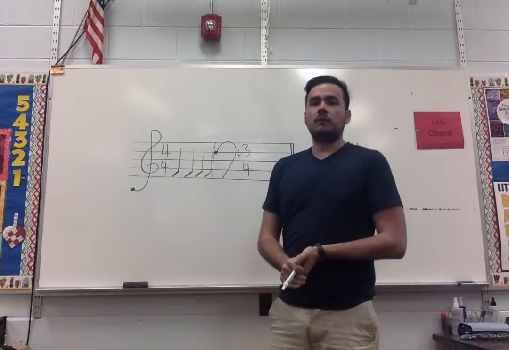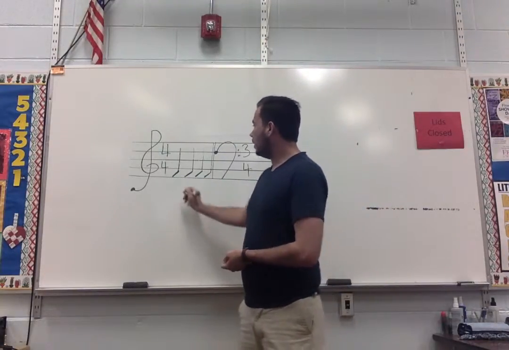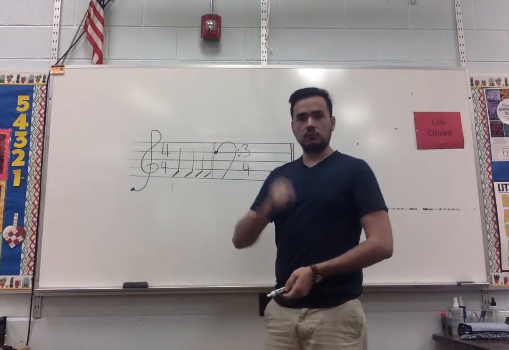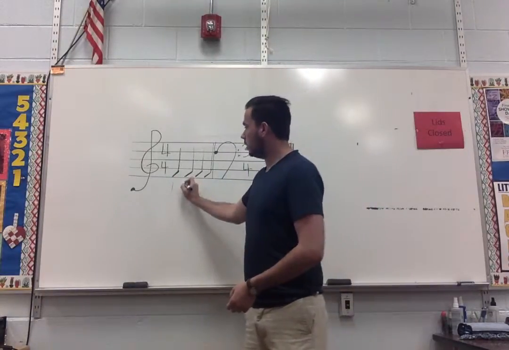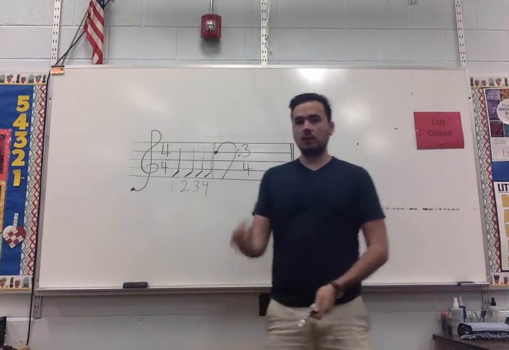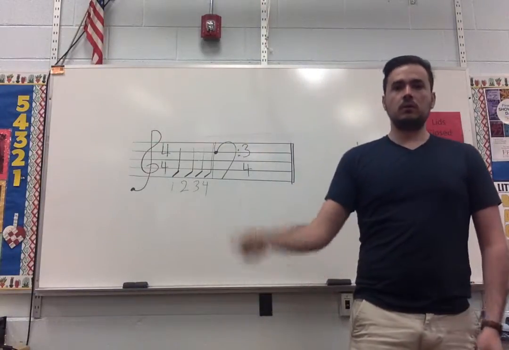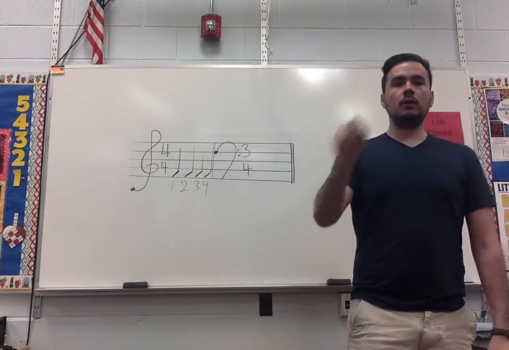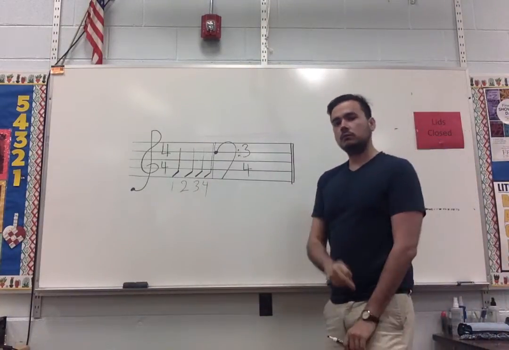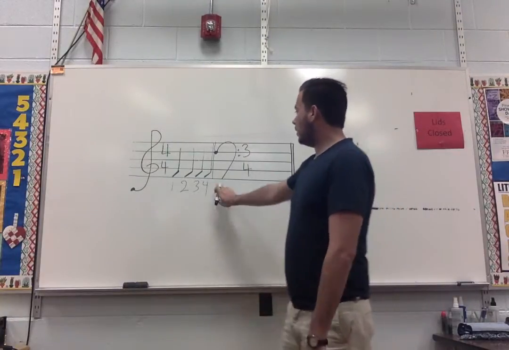Now, when you talk about the value of those notes, we know each one is worth 1 beat. So we know this is beat 1, and then we go beat 2, beat 3, and beat 4, because each of them are worth 1 beat. So you go 1, 2, 3, 4. Quarter note, quarter note, quarter note, quarter note. That'll take you the beats.